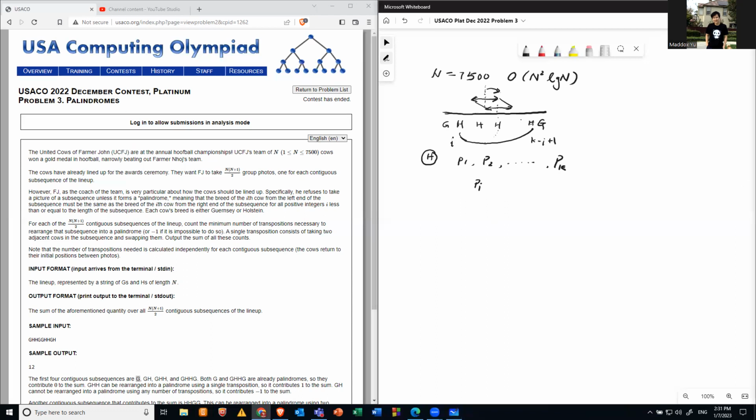Let me just make it easier to write for a second. So this one and this one need to match, right? So it means P of I needs to match P of K minus I plus 1, right? So on the left-hand side is the I-th edge, on the right-hand side is the matching edge, right? So the amount of movement, let's call this a movement function M, right?